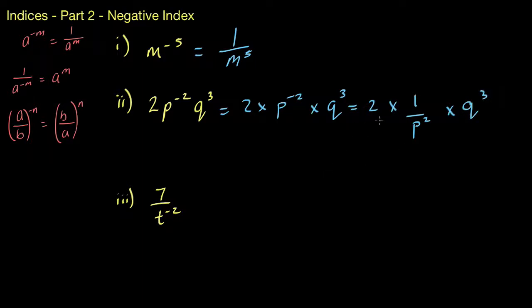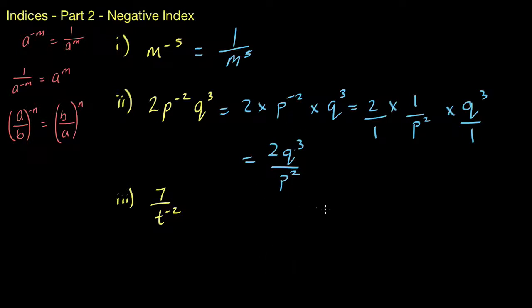Now, if you want, you could take each of these values over here and also express them as fractions. So we've got 2, that's also 2 over 1. And q to the power of 3 can be rewritten as q to the power of 3 over 1. So we're just going to be multiplying the tops with the bottoms there. So we've got 2 times 1 times q to the power of 3. So we end up with 2 q to the power of 3. And on the bottom, we've just got 1 times p squared times 1. So it's just going to be p squared there.